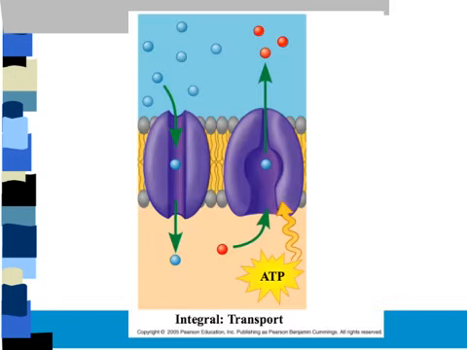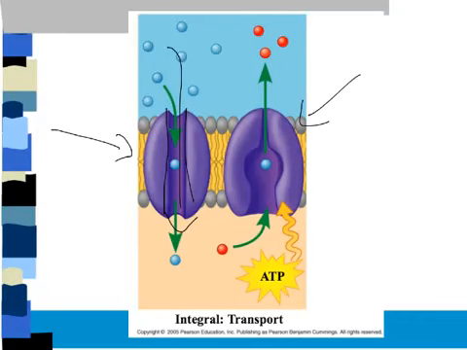So here's another example of integral proteins, and in this case, we have transport proteins. So we know that not all things can pass through the membrane, so these are proteins that create little channels to let some of these things get through. In this case, this transport protein over here opens and closes, where this one looks like it's always open.